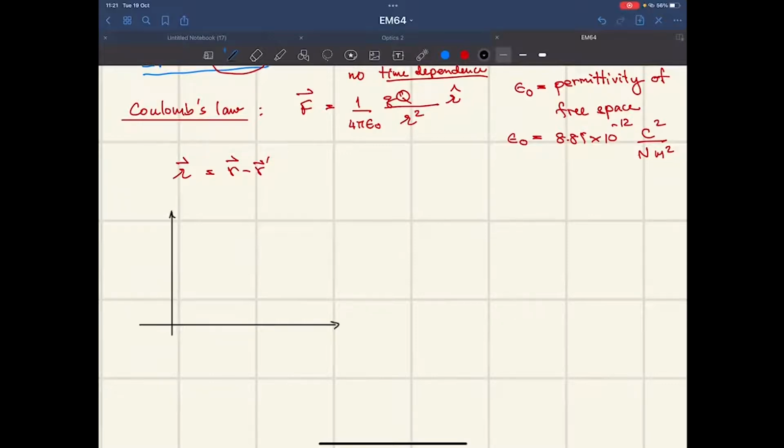Okay. You can write down three-dimensional. Let's say you have a Coulomb point source here. It can be Q here and it can be Q here. All right. So you have two vectors.